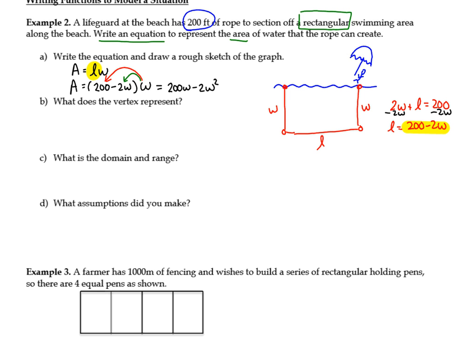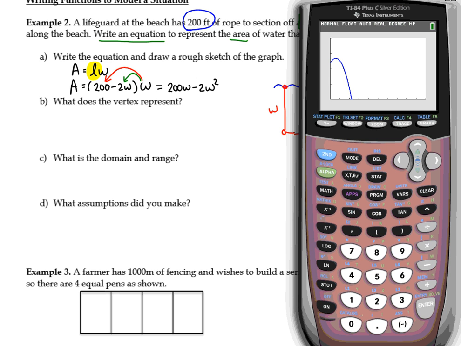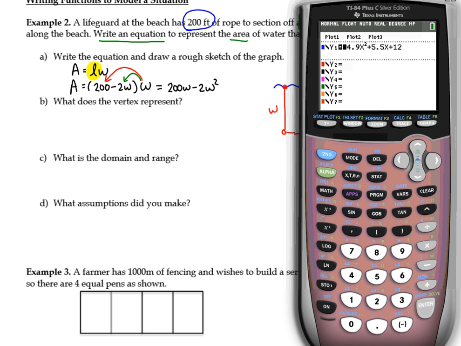So there's our formula. Could we punch that in our calculator now? Yeah, let's do it. Our windows might be a little messed up, but we can play with them later. Start with clearing what we have there. Now obviously I'm not going to put W, I'm going to use X. So X will represent width, Y will represent area. And so 200X minus 2X squared. Good.